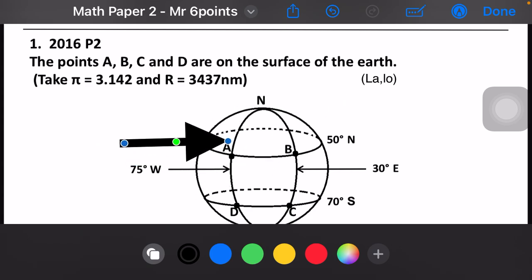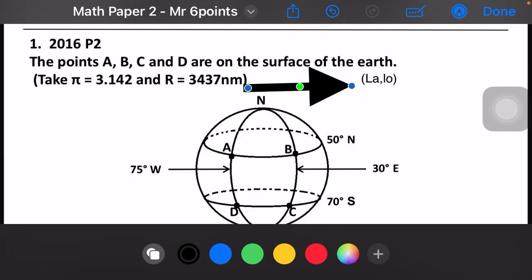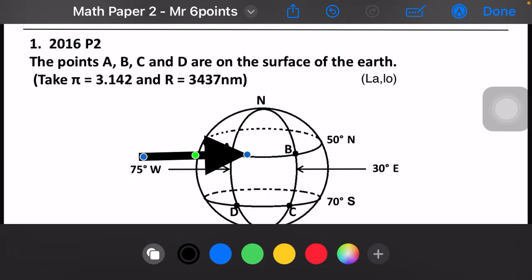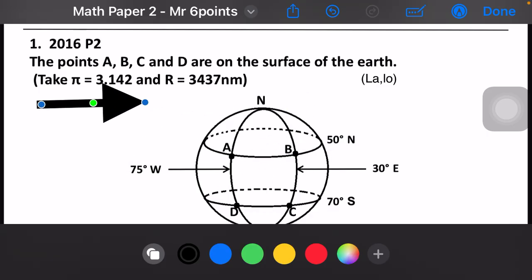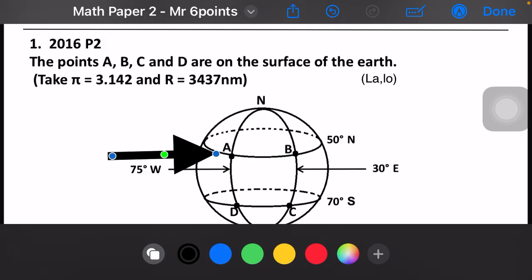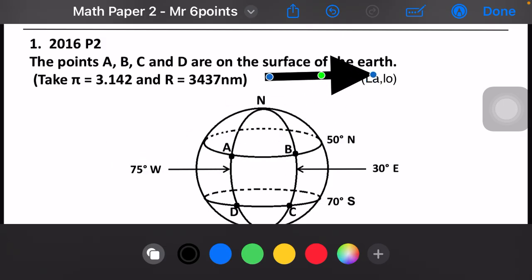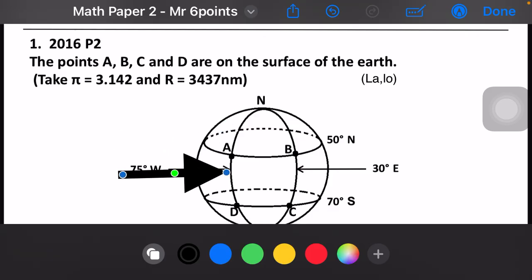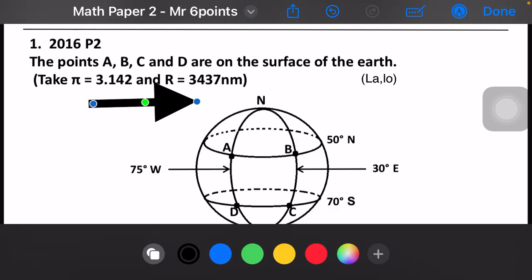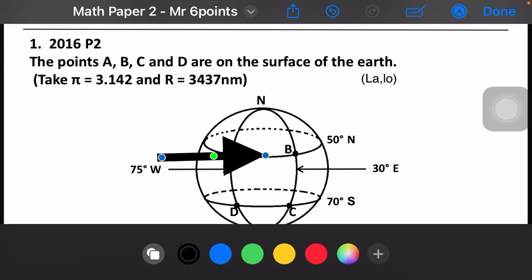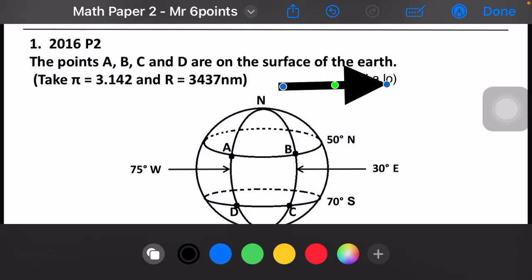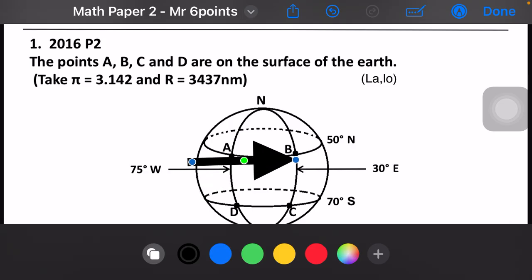So for example, if you want to write the coordinates of point A, how do you start? Let's look at the formula. It says latitude, comma what? Longitude. So we need to start with the latitude. In this case, A will be 50 degrees north, then the longitude, 75 degrees west. So that's how you identify the coordinates of the given point. This formula is very important. You need to pay attention. You need to master it in order to answer any question which deals with F geometry.